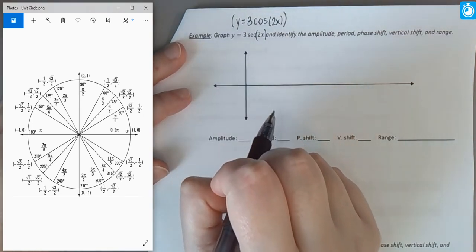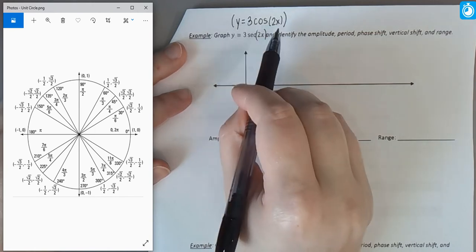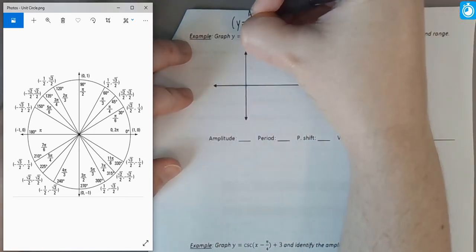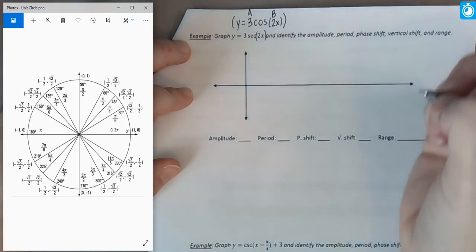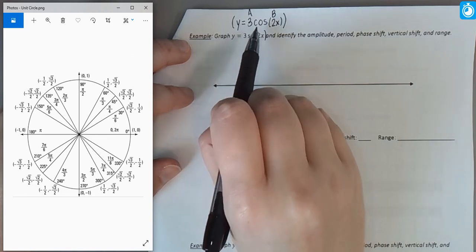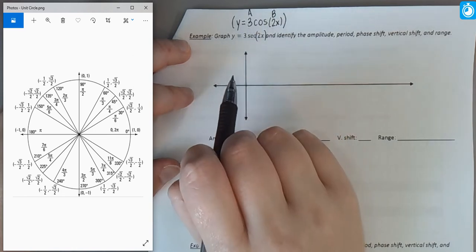Okay, so suppose we're graphing this one. Well, we need a couple different things. We need to know the amplitude of this graph. It looks like there's going to be a period change because, again, this is going to be our A, this is going to be our B, just as before. So the A is going to correspond to our amplitude. That means the cosine graph has an amplitude of 3.